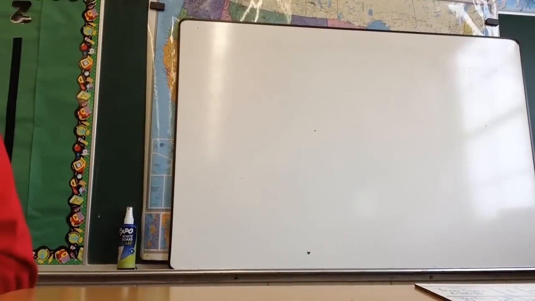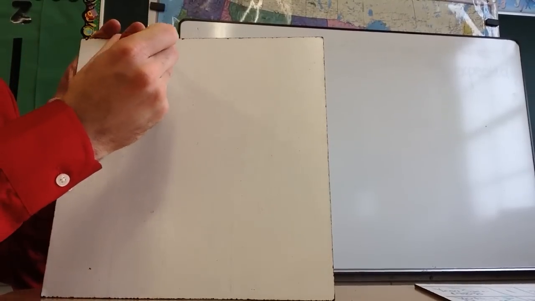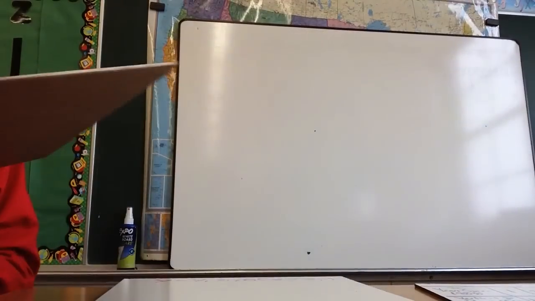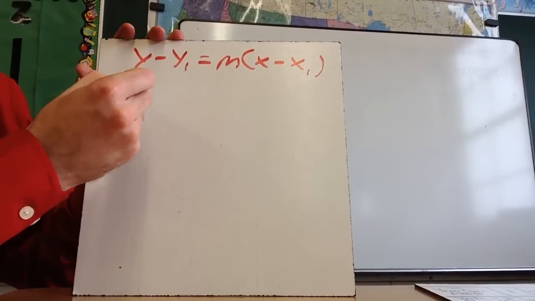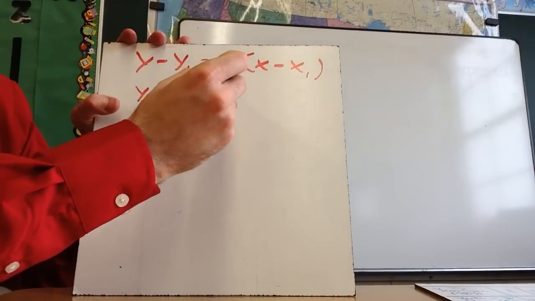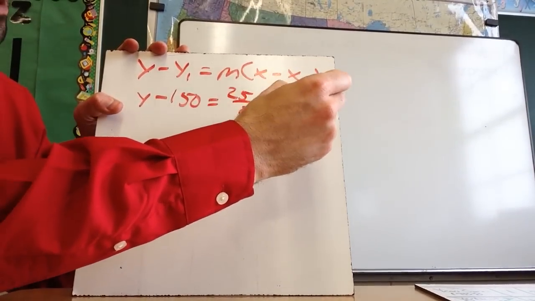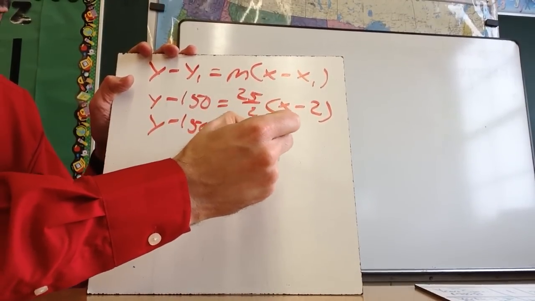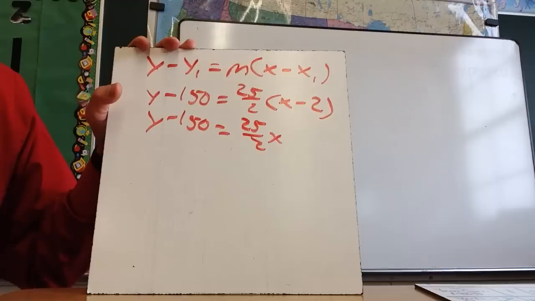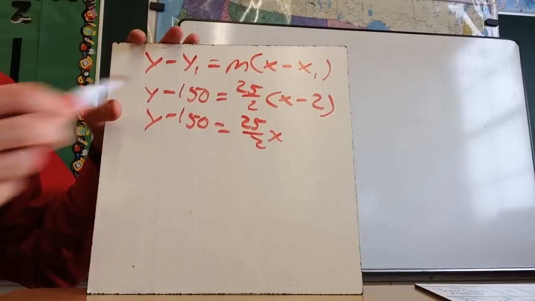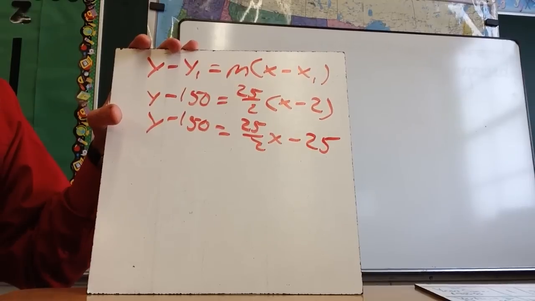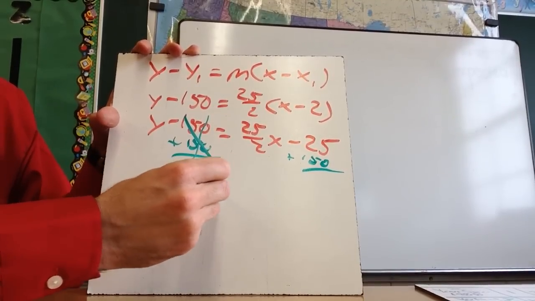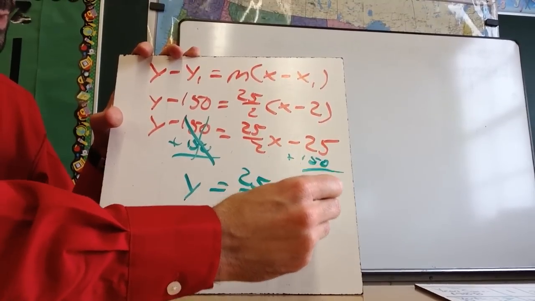So the first way, let's put this here, is going to be to go y minus y1 equals m times x minus x1. And for this particular example, I'm going to use these 2 points. So I'm going to use 2 and 150. So this is going to be y minus 150 equals 25 over 2 times x minus 2. So this becomes y minus 150 equals, when I distribute this, 25 over 2 x, and then 25 over 2 times negative 2 is the same as negative 50 over 2, which is the same as negative 25. Okay, then from there what I need to do is add 150 to both sides. This will cancel out. I've got y equals 25 over 2x plus 125.